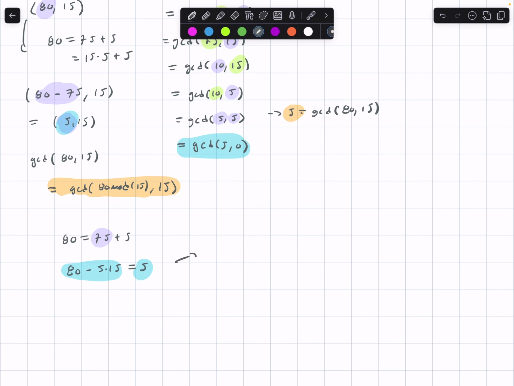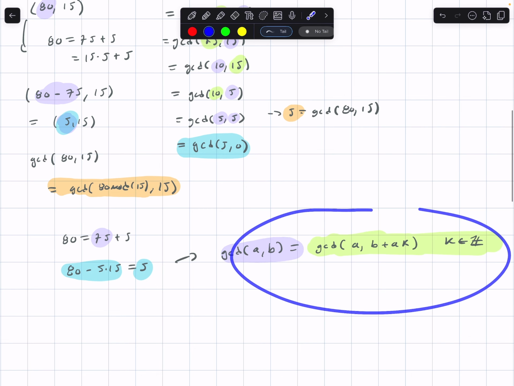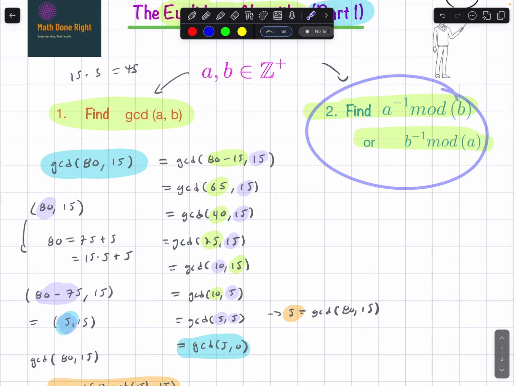And so this is the underlying principle, this is why this was working, and we'll talk about why this is true in the next video: the fact that the GCD of A and B, any two numbers, is actually the GCD of B and A plus B times, say, K, where K is in the integers. This is the principle behind this, and this is the general idea behind why the big Euclidean algorithm is going to work.